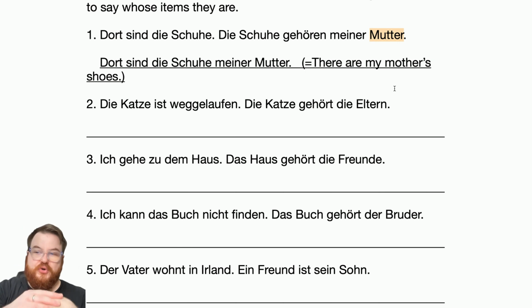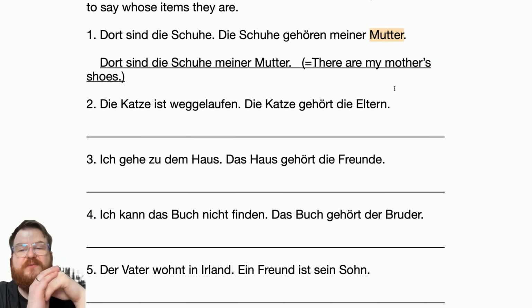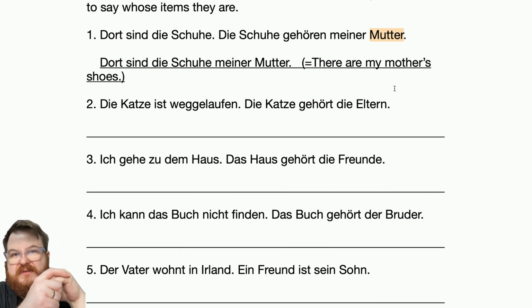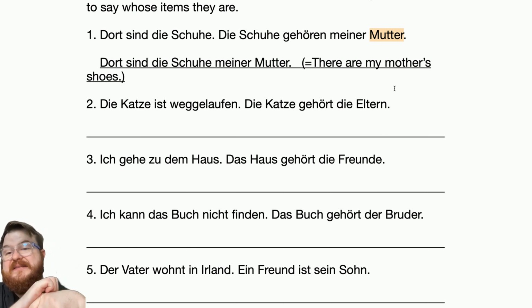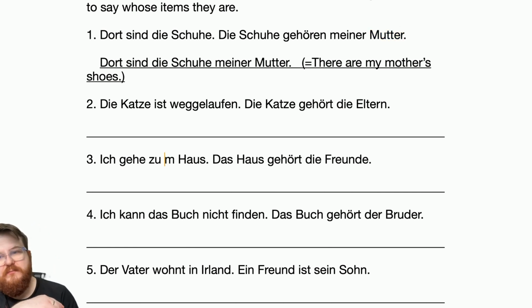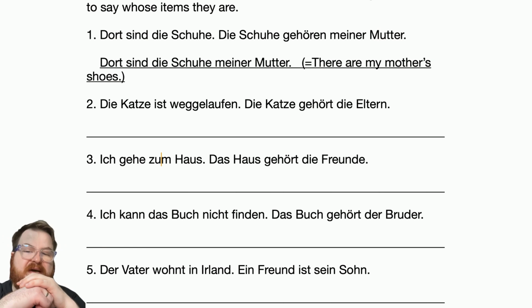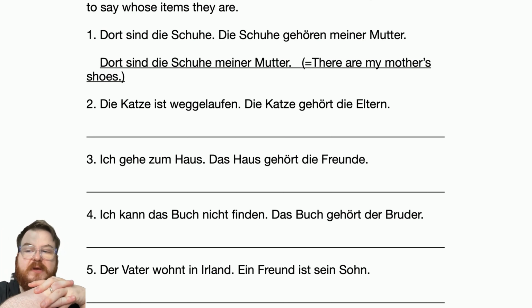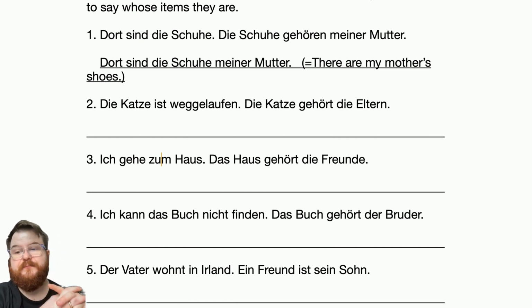Okay. Nummer 2. Die Katze ist weggelaufen. Die Katze gehört die Eltern. The cat ran away. The cat belongs to the parents. So the sentence we want to make here is the parents' cat ran away. Okay. Nummer 3. Ich gehe zu dem Haus. Actually, this should be zum. Ich gehe zum Haus. Das Haus gehört die Freunde. I go to the house. The house belongs to the friends. So in English, the full sentence would be, I go to the friend's house.